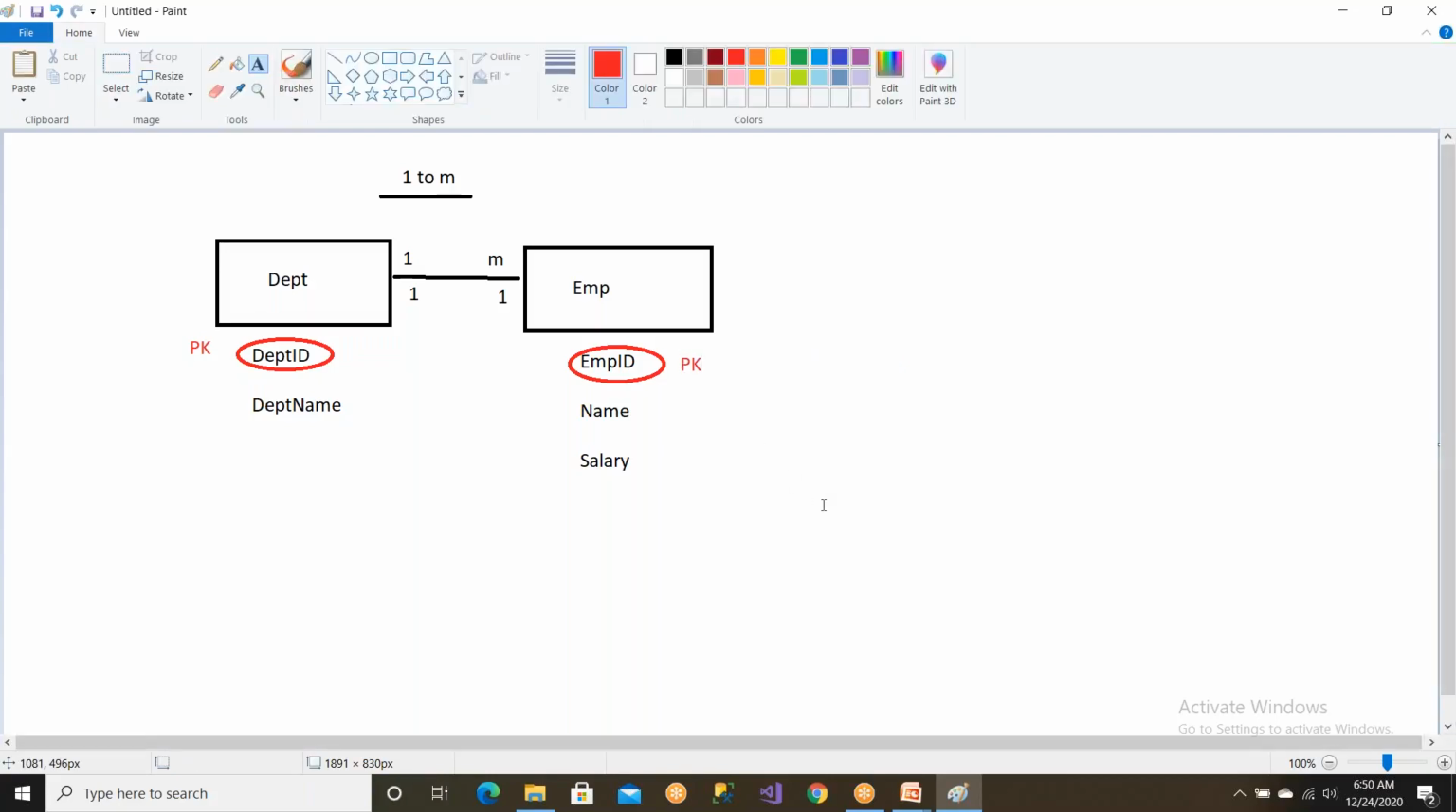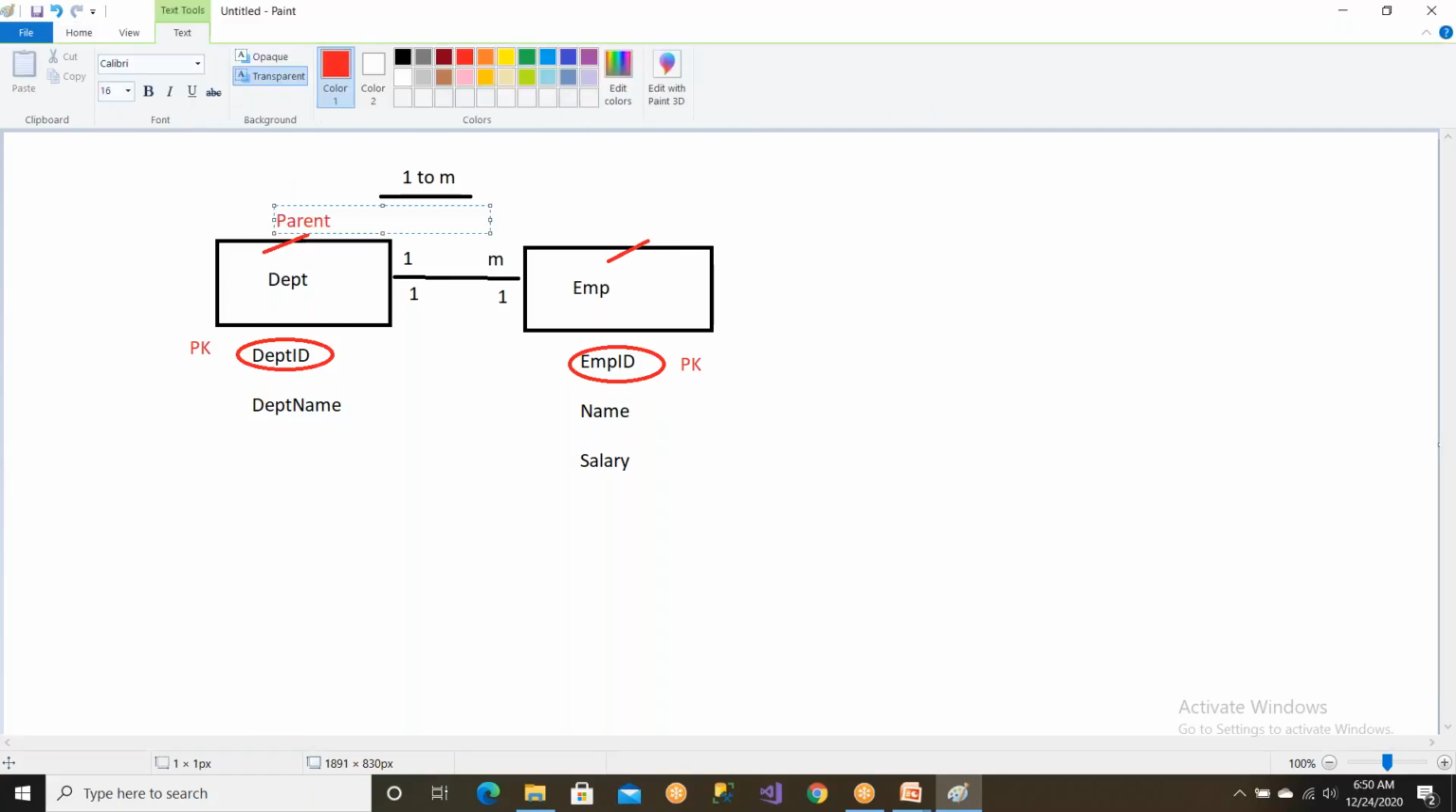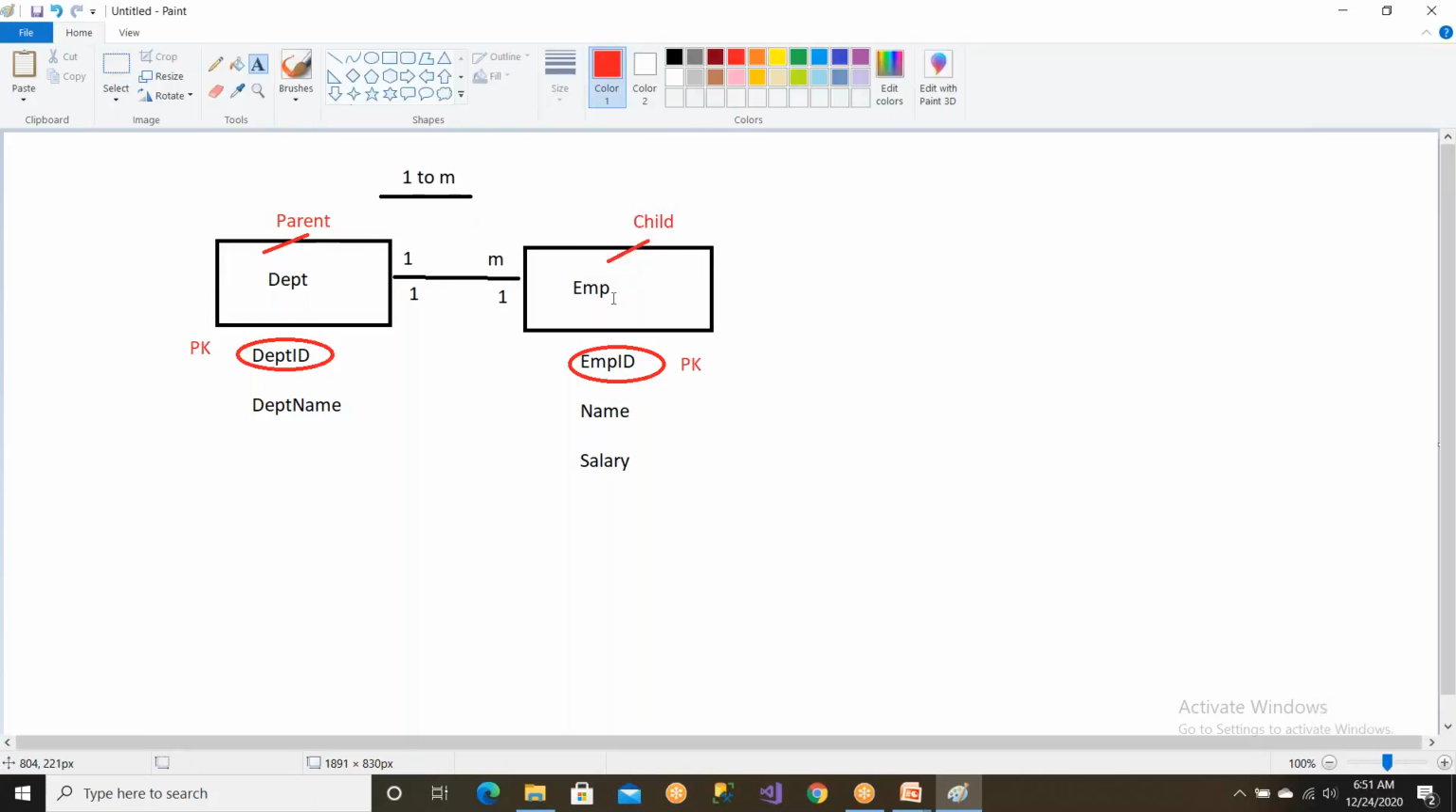I told you clearly which is the parent table. Wherever you have one, that table is called the parent table. Wherever you have M, that entity is called the child entity. So you have to identify the parent entity and the child entity. This is my parent entity, and this is my child entity. Only for one to many will you have a parent and a child. One to one, you will not have it, and many to many also, you will not get it. So what is the rule here? The rule is that only the parent table's primary key can become a foreign key in the child table.